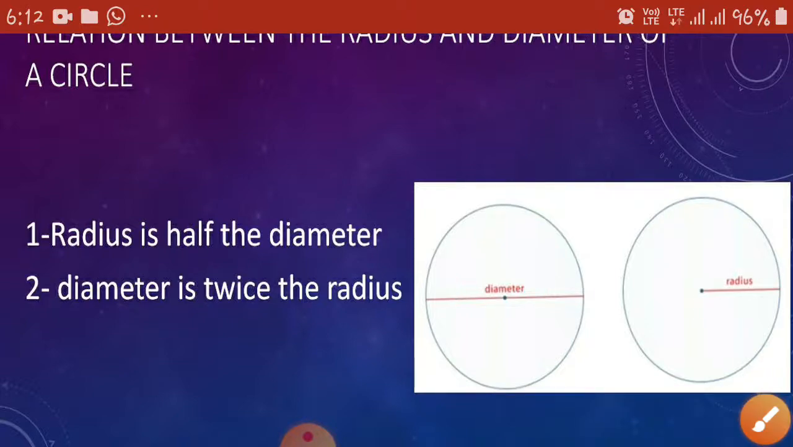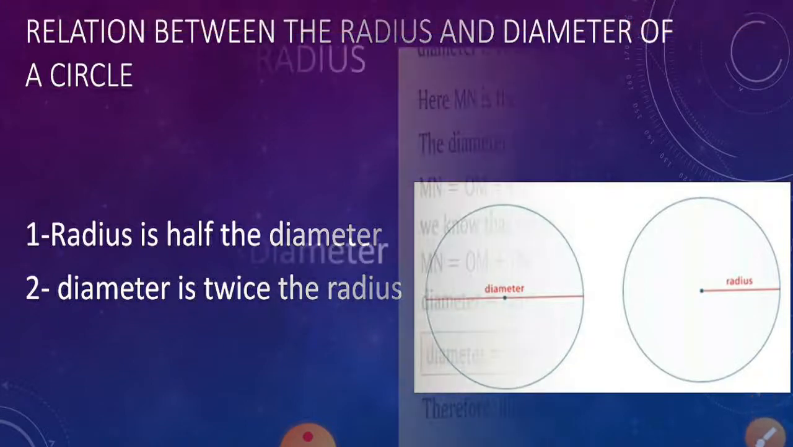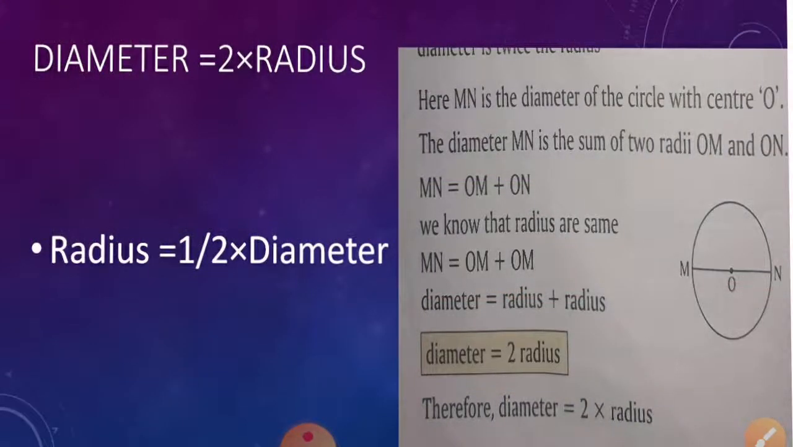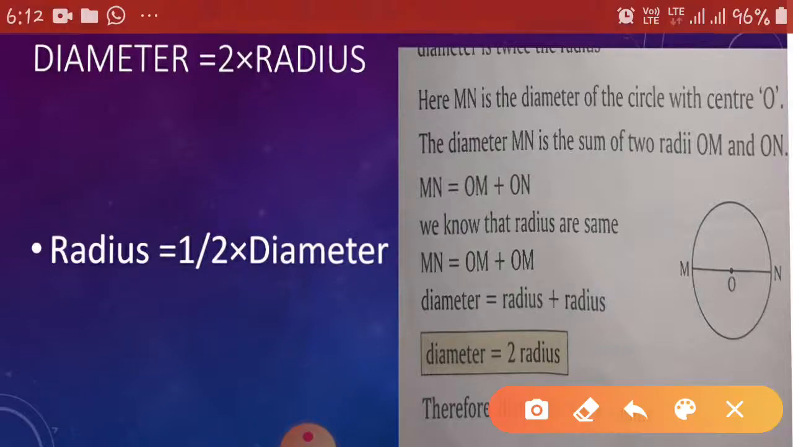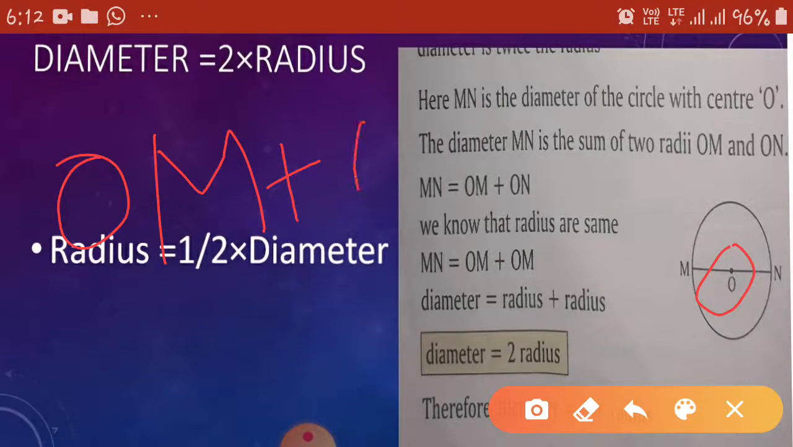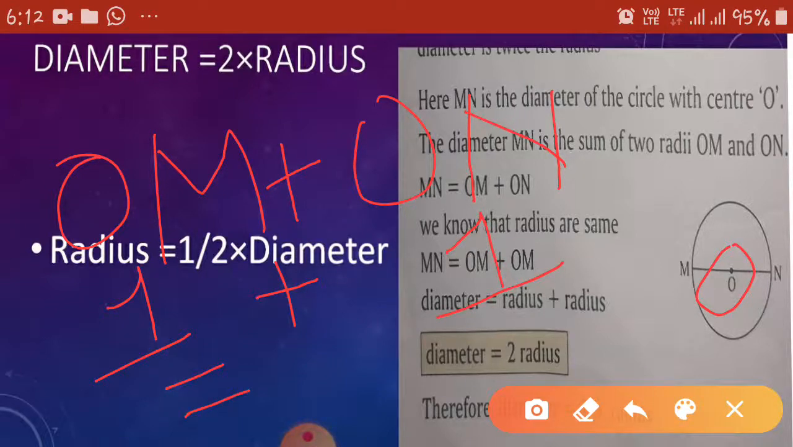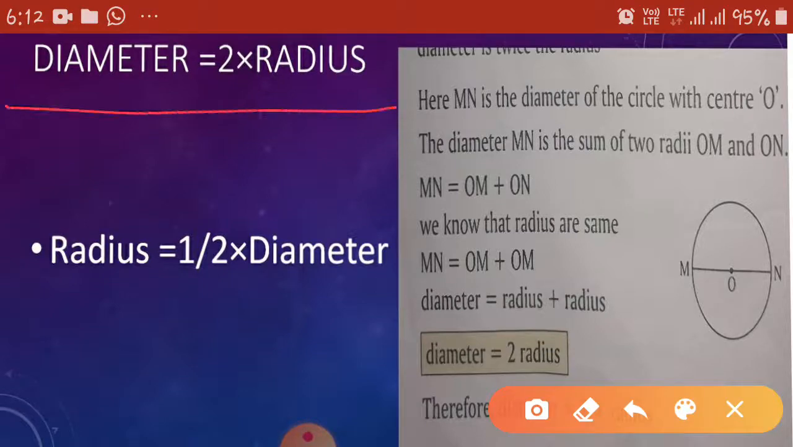Okay, you will better understand with the example. I want to show you an example. You have seen here a circle with the center O, and two radii are here. First one is OM and second one is ON. So these are two radii, one radius and the other radius. Together they will be equal to MN, which is the diameter of the circle. That means diameter is 2 multiplied by radius.